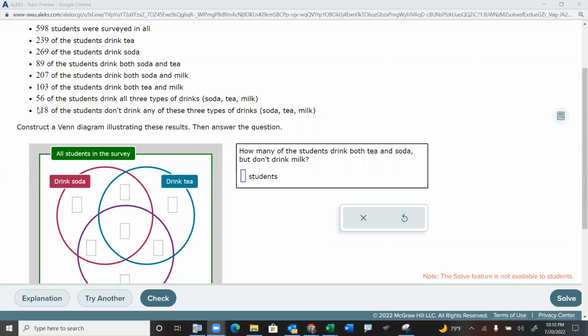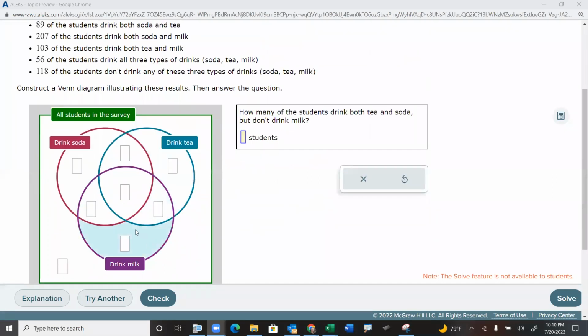Okay, so the bottom, 118 of the students don't drink any of these, soda, tea, or milk. Okay, so 118 of them don't drink any. So that's the people on the outside because they're not in any of the circles. Okay, cool, we got that. 56 of the students drink all three types. Okay, so 56 people are in all three circles. So that's going to be right there.